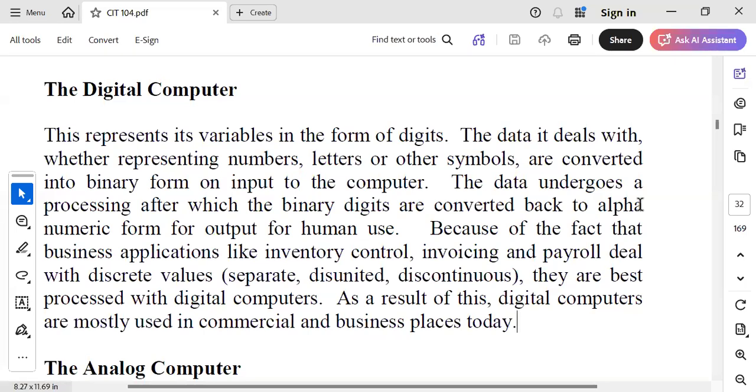Digital computers used in commercial places. Digital computers are mostly used in commercial and business places today. Yes, sir.